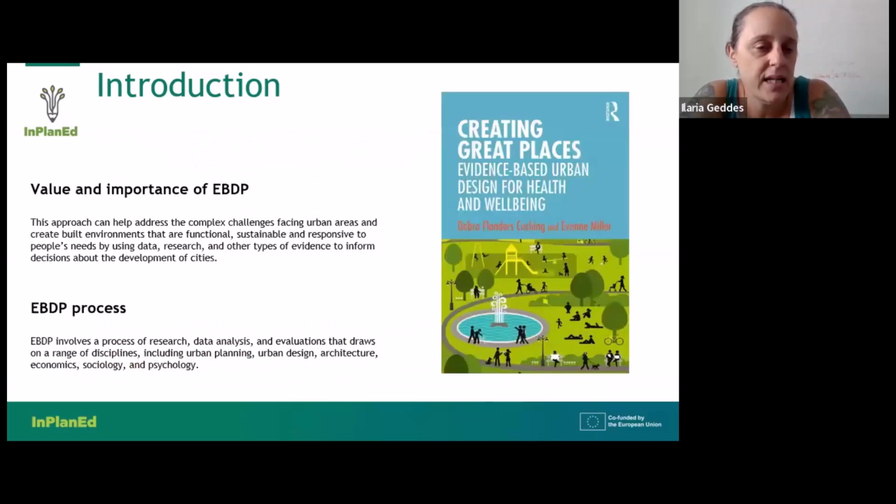The idea is that evidence-based design and planning is important because it helps address complex challenges, and it helps create built environments that, in simple words, actually work, that do what you want them to do. When you design, you have a goal, you want your design to be able to do something, and you test it so that you minimize the risk of undesirable outcomes.